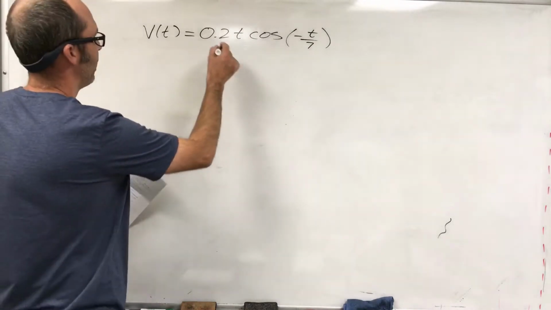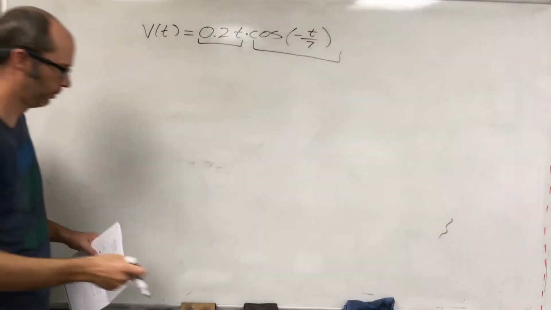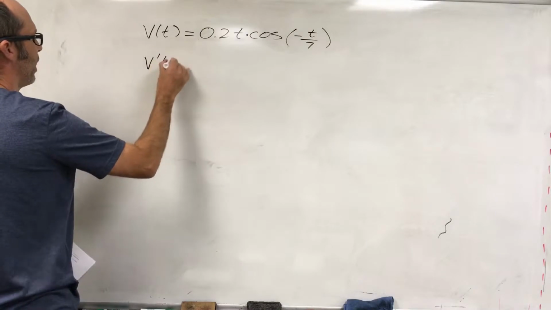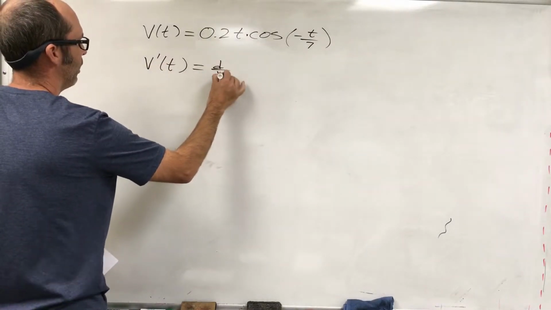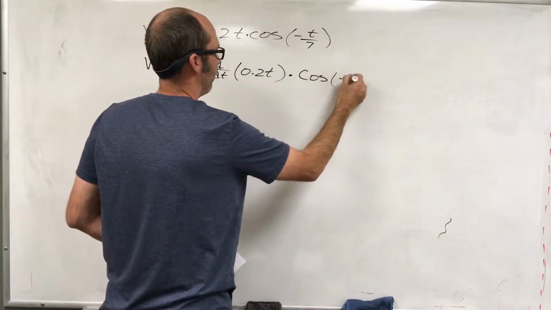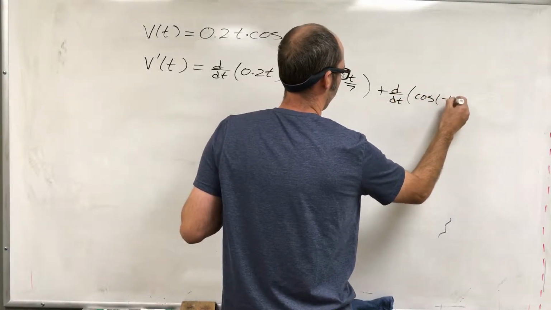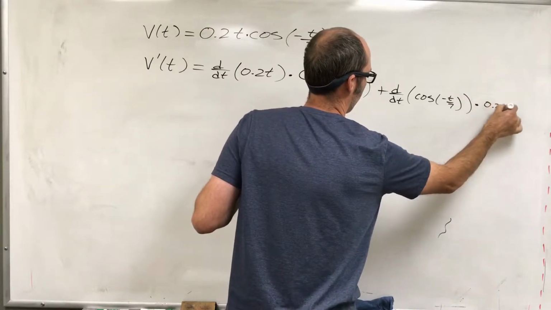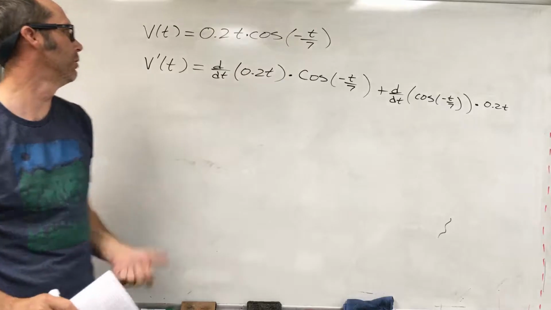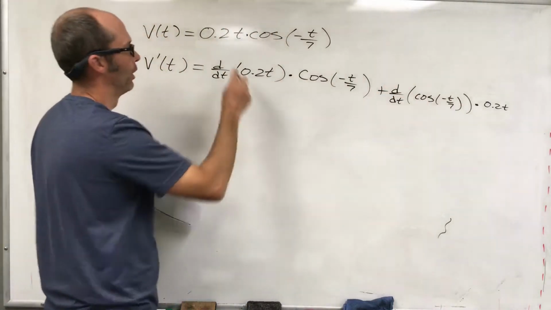All right, so notice that we have a product. You could think of this as 0.2t as one function, and this is another function. So we have a product, so we got to use the product rule. v prime of t: the product rule says the derivative of a product of two functions is the derivative of the first times the second unchanged, plus the derivative of the second times the first unchanged.